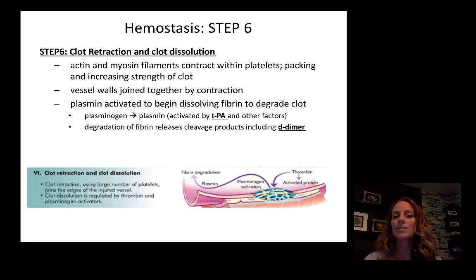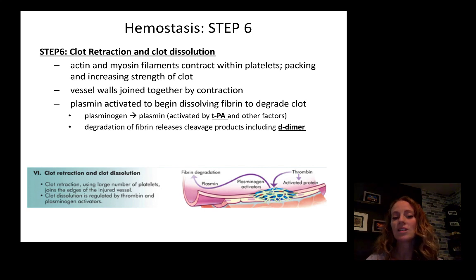The last step is clot retraction and clot dissolution. So we don't want these clots to stay around. The actin and myosin filaments will contract within the platelets, packing and increasing the strength of the clot. The vessel walls will then be joined together by contraction, and plasmin will be activated to begin dissolving that fibrin to degrade the clot. The activation of plasmin is done by a factor called TPA.